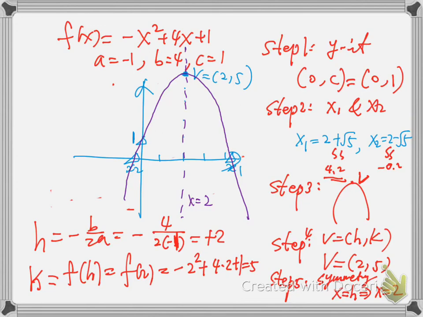So this is the lecture for graphing. You find the y-intercept, x-intercept, vertex, and symmetry for a given quadratic function ax squared plus bx plus c. So that's it. That's our today's lecture.